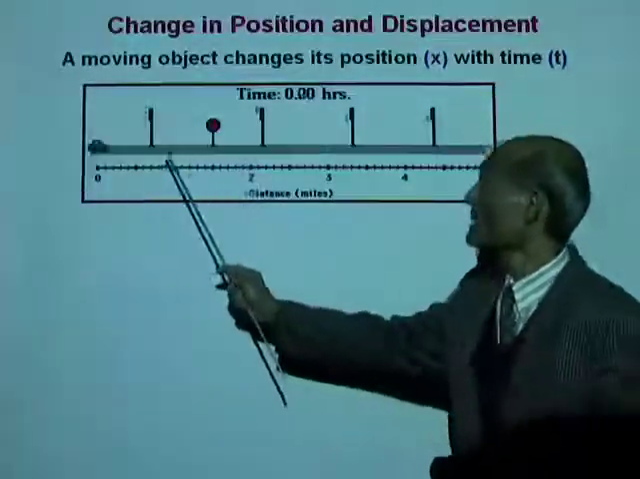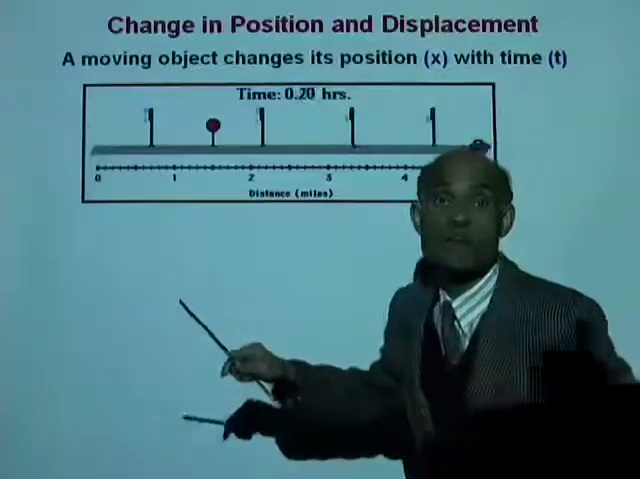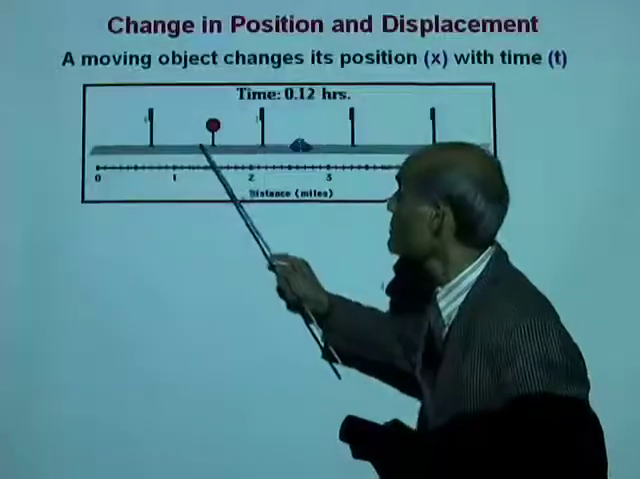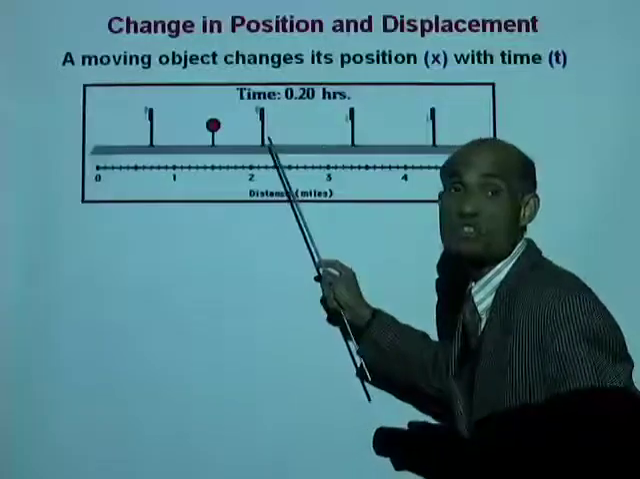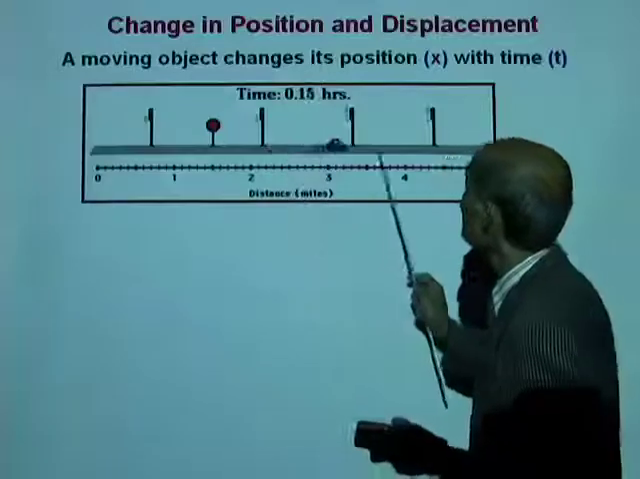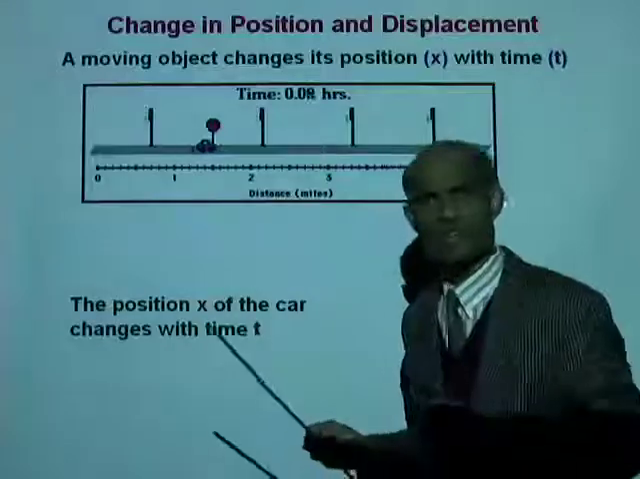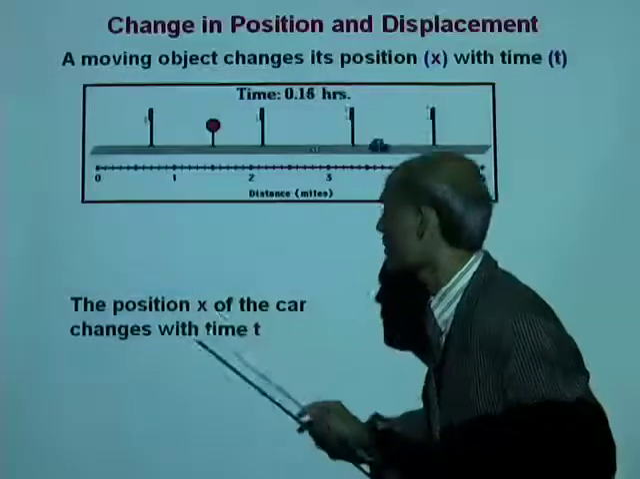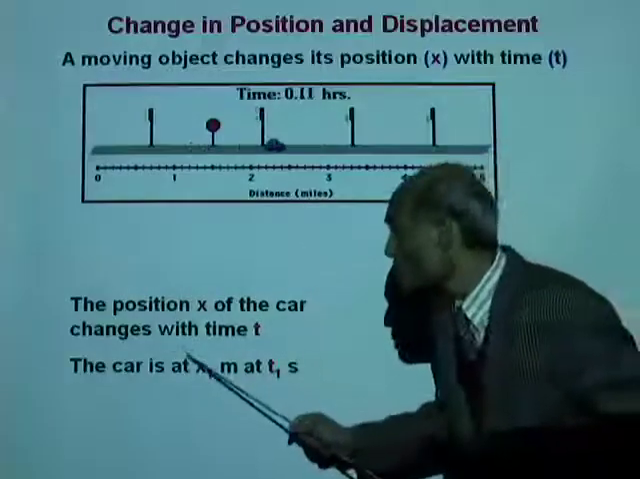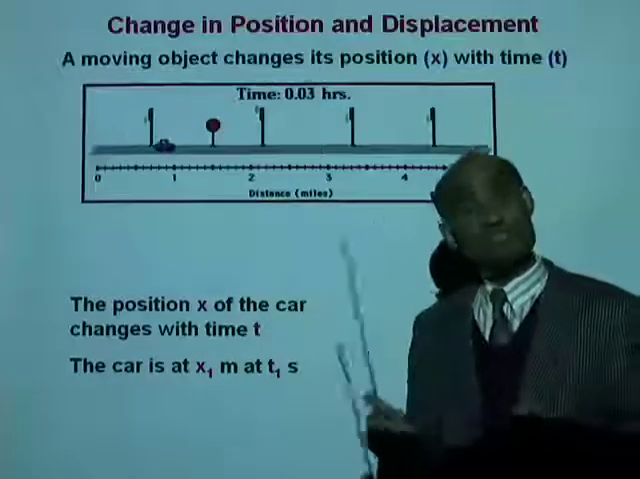Now, here we have an object in motion. You can see again an animation which is taken from an open web. Now, an object is in motion. Its position changes with time. You can see as time changes, the position changes. Now, let's take a specific example. The position x of the car changes with time t. Let the position of the car be x1 when the time is t1.